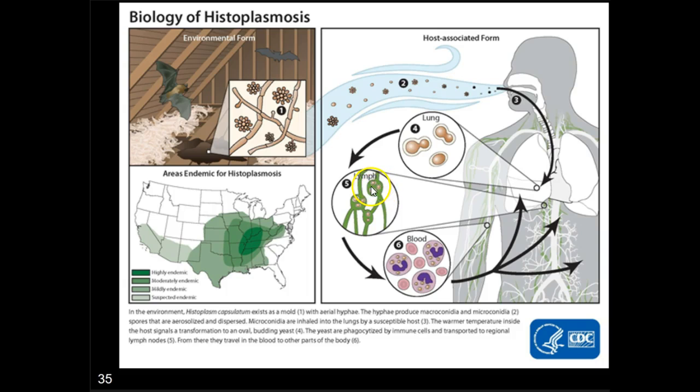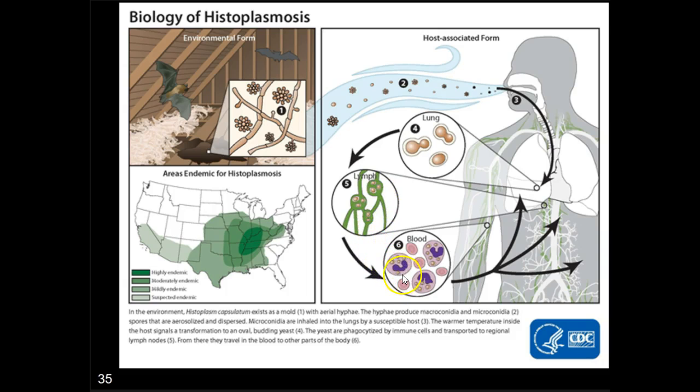So here we have our lymph nodes, and remember that lymph nodes are places where phagocytes typically present antigens to B and T cells. So it makes sense that these fungi that are able to survive within a phagocyte are then moved to the lymph nodes.